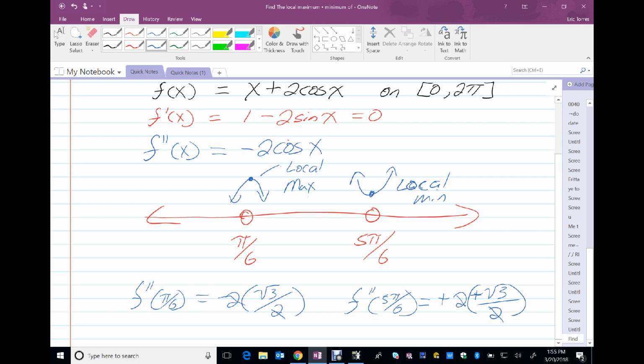Now, if it's a local max, that means I am increasing as I approach it, decreasing when I pass it. Over here, I'm decreasing clearly as I approach it, and increasing when I pass it. So not only can I tell you where my local minimum and maximums are located, I can also now tell you when the function is increasing and decreasing.